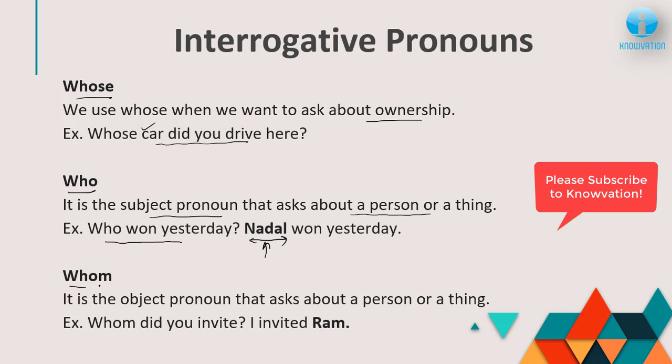Coming to whom, now this is an object pronoun. So object pronoun that asks about a person or a thing. Now, whom did you invite? Now the answer will be in the object because whom is there. So I invited Ram. I hope friends ye do rules bhi aapko clear ho gaye honge.